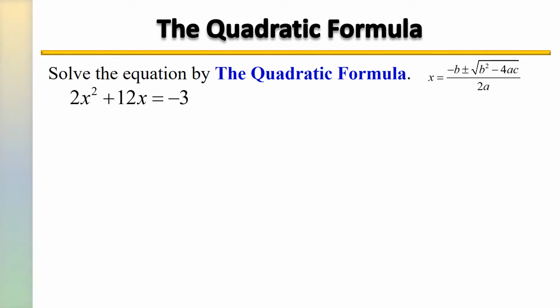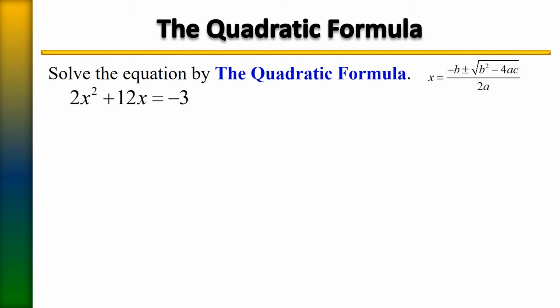In this example, we're asked to solve this quadratic equation by the quadratic formula. Recall the quadratic formula is minus b plus or minus square root of b squared minus 4ac all over 2a. Now this formula can look somewhat intimidating, but it's really not that bad. You're just simply plugging in points.